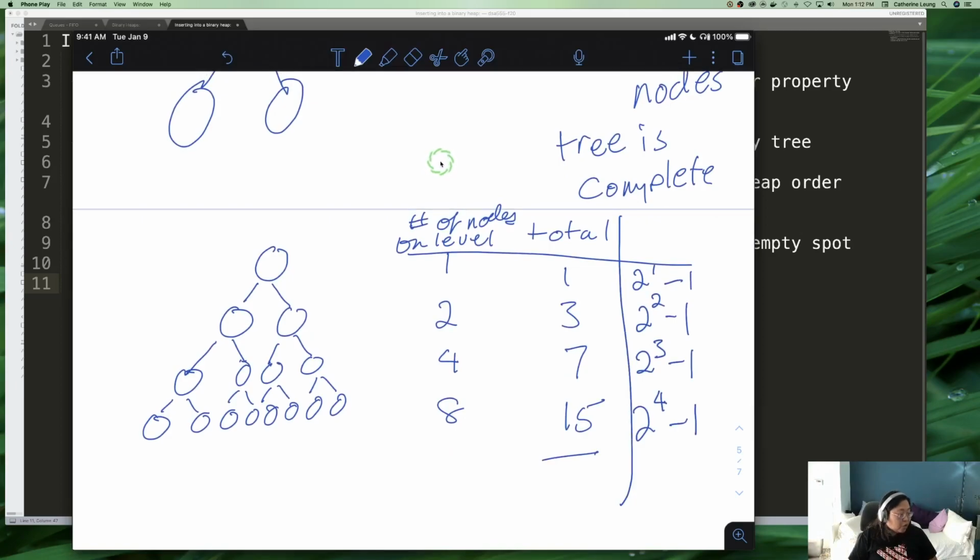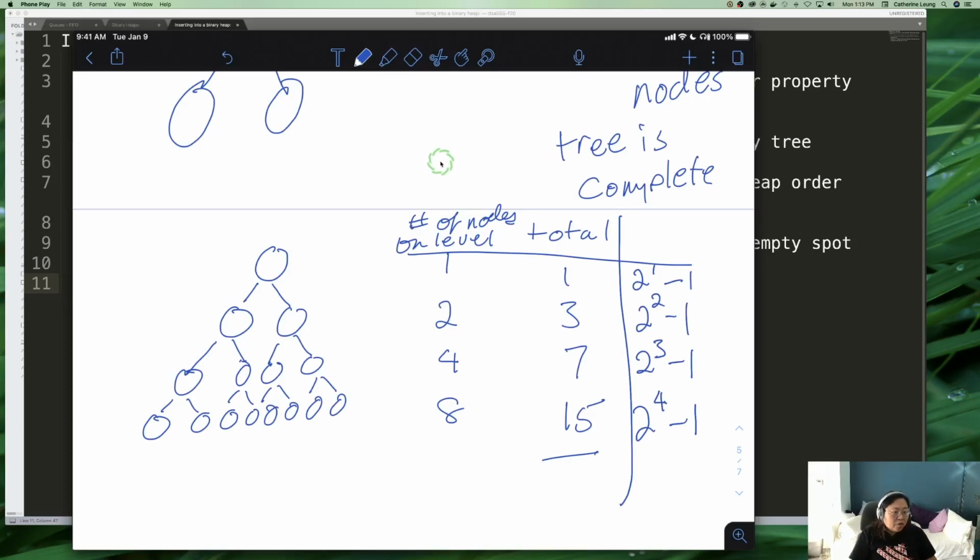So 2 to the power of 1 is 2, minus 1 gives you 1. 2 to the power of 2 is 4, minus 1 gives you 3. 2 to the power of 3 is 8, minus 1 gives you 7. 2 to the power of 4 is 16, minus 1 gives you 15. And in fact, this pattern continues itself. 2 to the power of 5 minus 1 will be 31. So if I add 16 more nodes here, it would be 2 to the power of 5 minus 1.